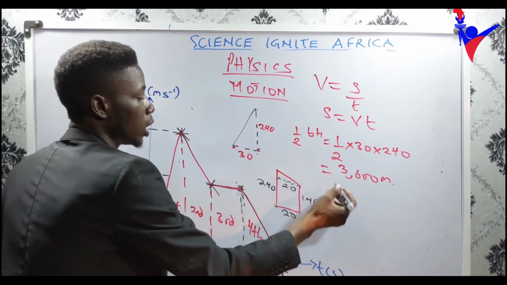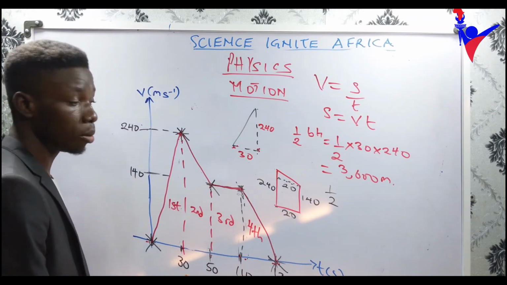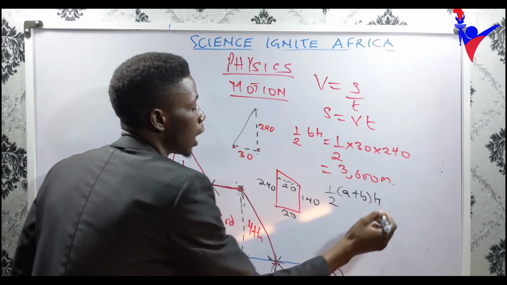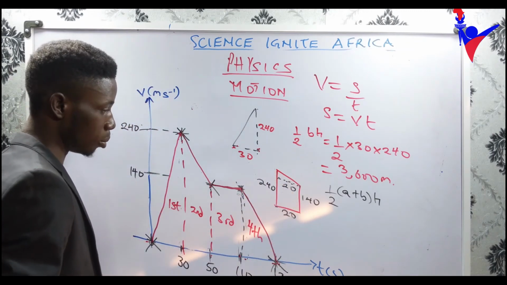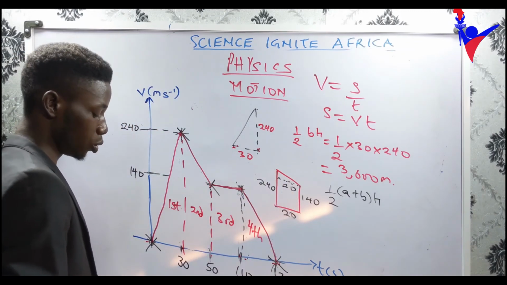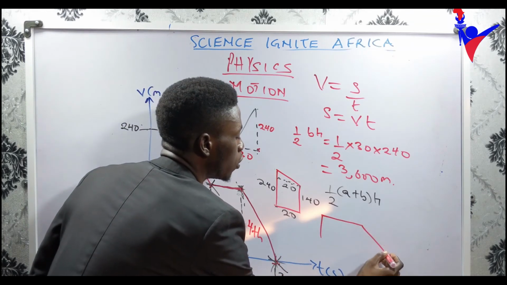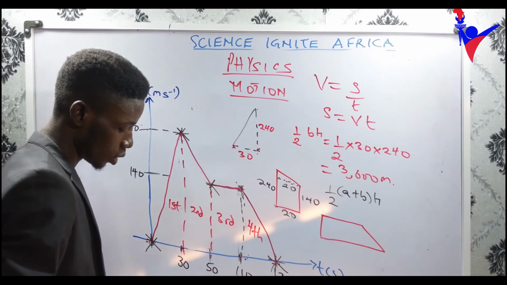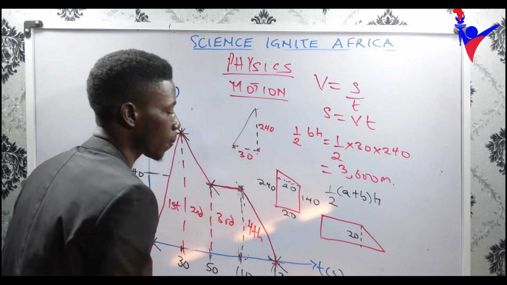So we can see from here that the formula for finding the area of the trapezium is 1/2 into (A plus B) times the height. This is just a slanted trapezium. So let me draw it the normal way we used to know. So our trapezium is something of this nature. There we have our height to be 20.